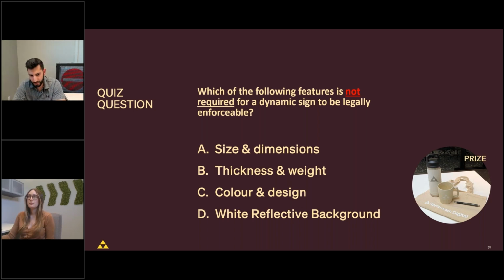Just looking at that question one more time: thickness and weight, that's not a feature required for legality or enforceable legality. However, it is nice to have a sign which is not too thick and not too heavy, and again a great feature of these Chain Zone signs is that they're not boxy. They're quite thin and light on the pole.